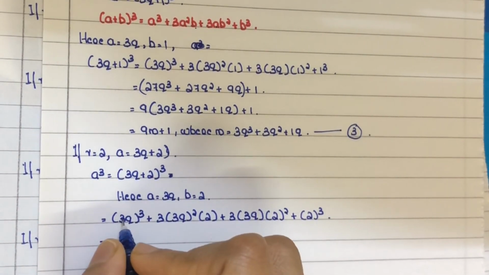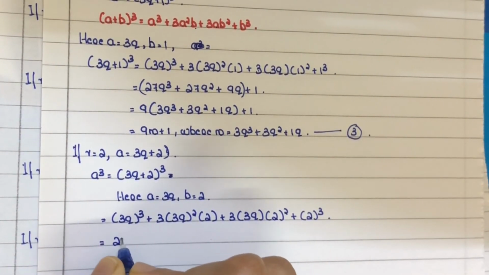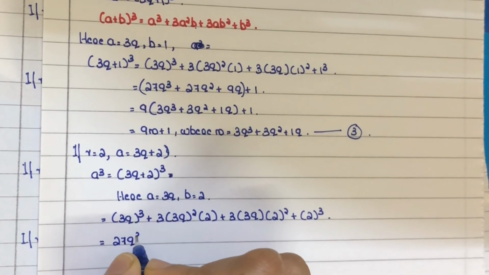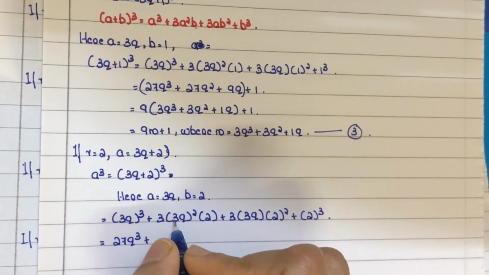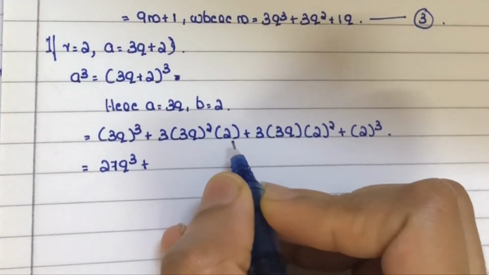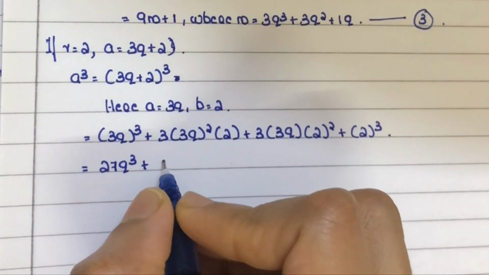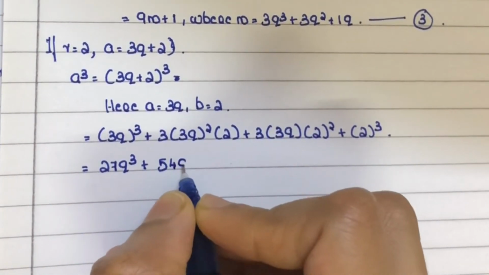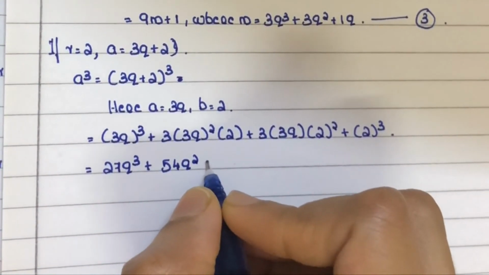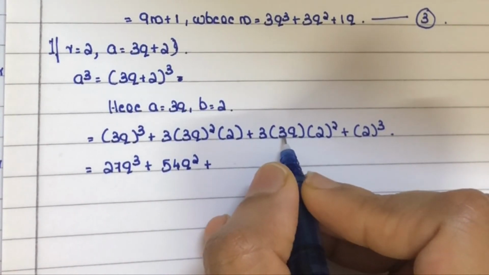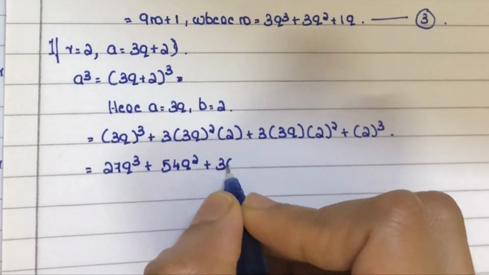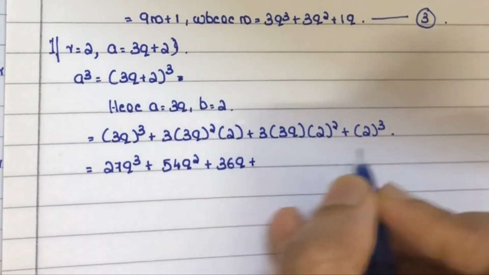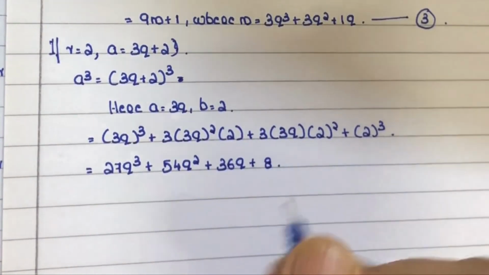equal to 3 cube is 27. So 27q cube plus 3 into 3 square, that is 3 into 9. 3 into 9 is 27. 27 into 2 is 54. So 54q square plus 3 into 3, 9, 9 into 4, 36. 36q plus 2 cube is 8.